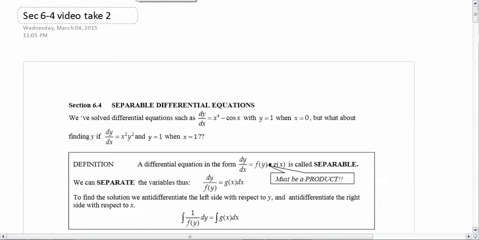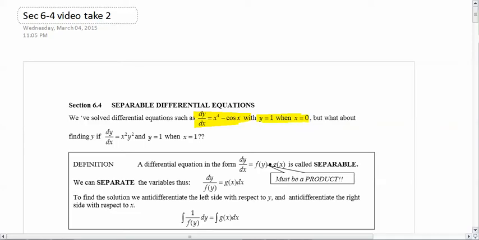Section 6.4, Separable differential equations. Just a quick recap, we have solved differential equations that are what we call exact differential equations of the form dy/dx, where the right-hand side is simply some sort of function of x, which hopefully we can anti-differentiate. We have an initial condition, so that enables us to find the plus c.